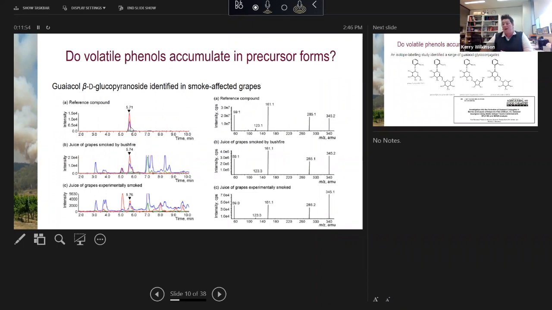And when we ran samples of smoke-affected juice, so juice of grapes that were affected by bushfire smoke, but also juice that came from one of our experiments where we've applied smoke to grapes, we could see this same peak, the same retention time, and more importantly, the same fragmentation pattern as our reference compound. And so we knew that we'd confirmed that this glycosylation of smoke-derived volatile phenols was taking place in grapes.